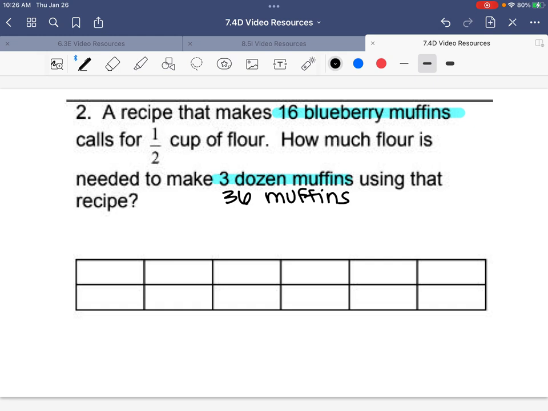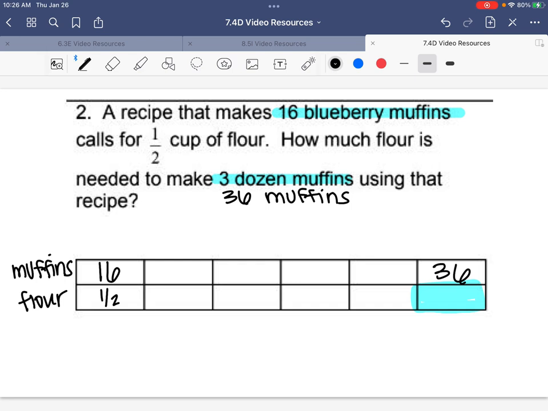So our recipe for 16 blueberry muffins, so I'm going to label 16 right here because this is muffins. And that calls for half a cup of flour. But I want to know how much flour is needed down here to make 36 muffins.